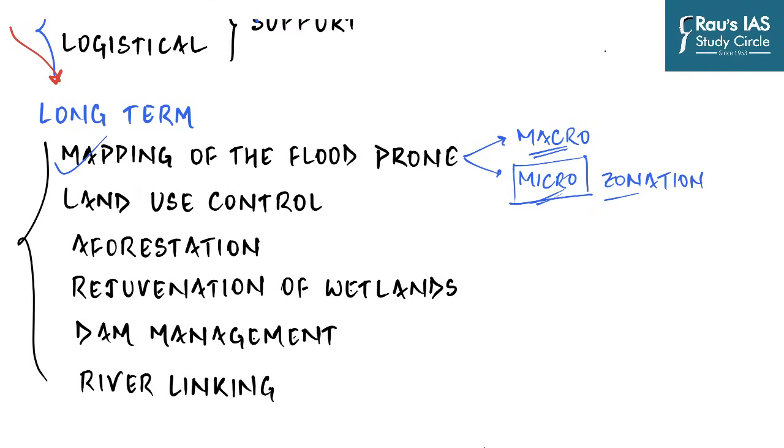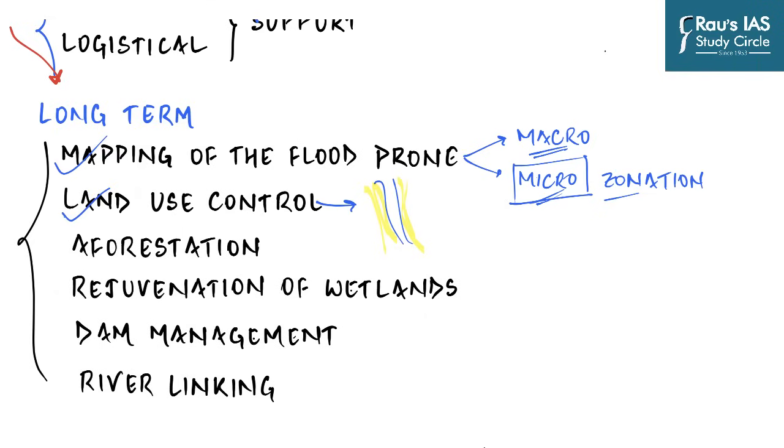Once we have done the micro-zonation, then we need to control the land use according to the micro-zonation. The government needs to be very, very strict that if this is a floodplain, no means no. No settlement means no settlement. There would be no houses in the floodplain. Currently, these regulations are not well enforced in our urban areas.